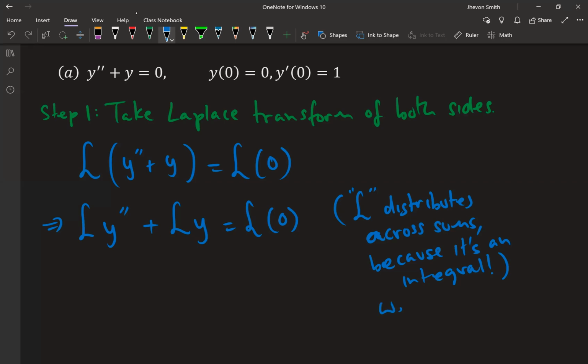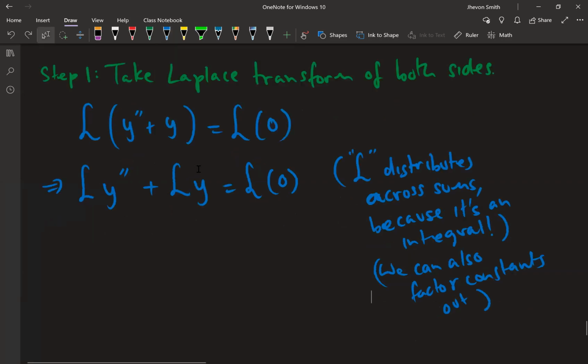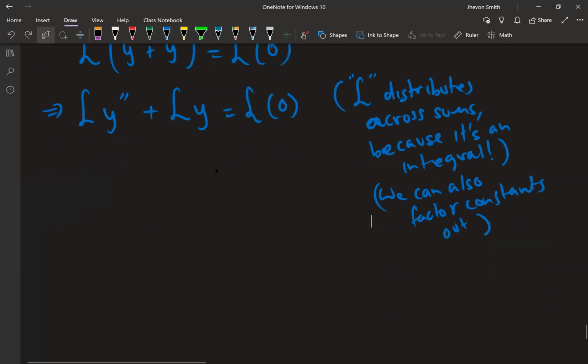We can also factor constants out, again because it is an integral. So for example, if there was a 5y here, I could have factored out the 5 and moved it over here. We'll see examples of doing that later. So you hit both sides with a Laplace transform. Now here's what you do after that point.